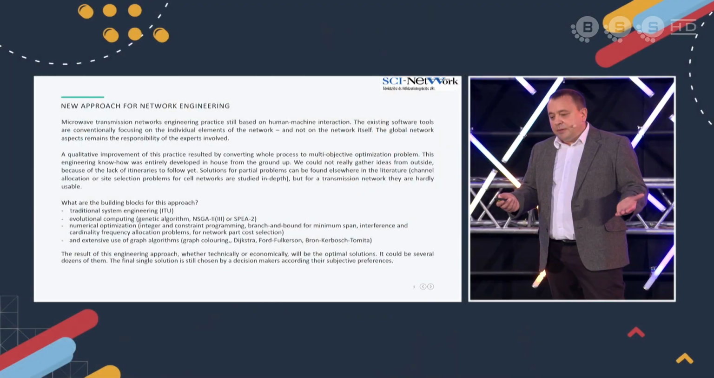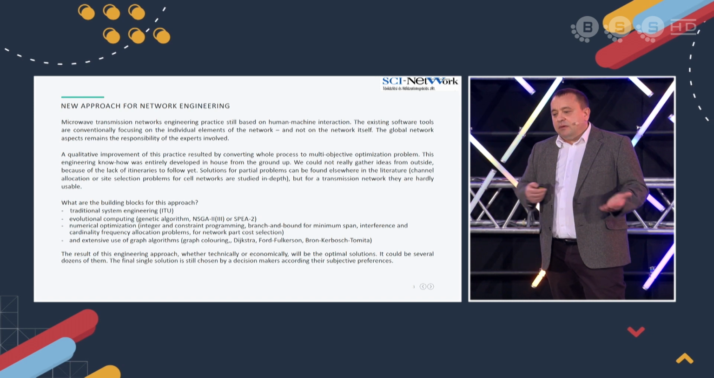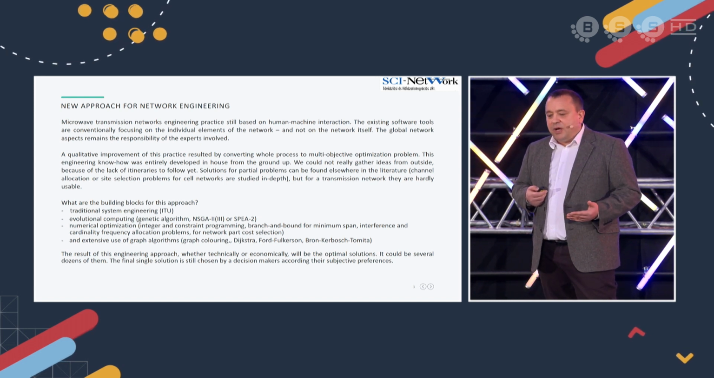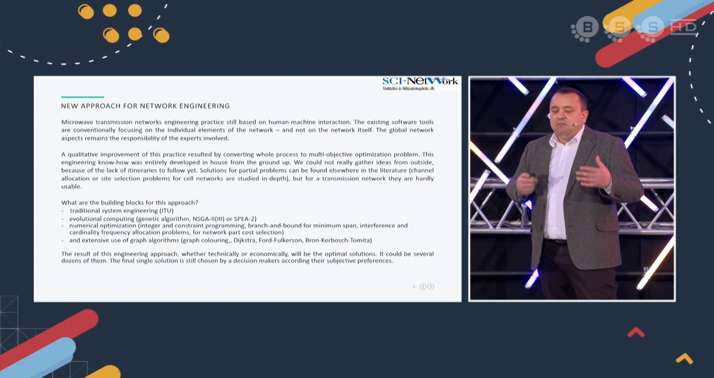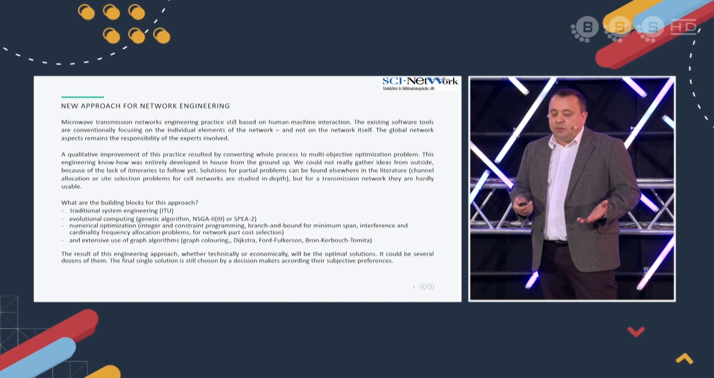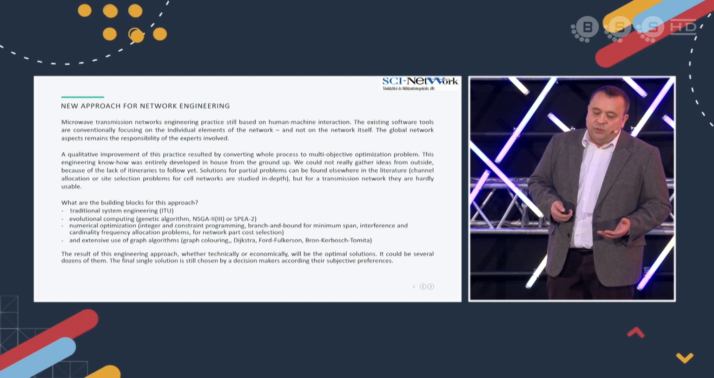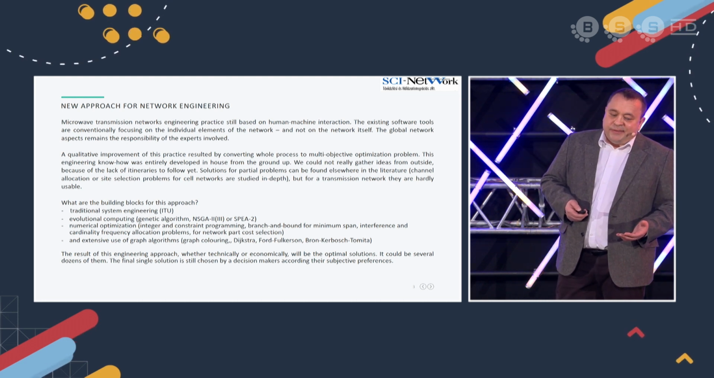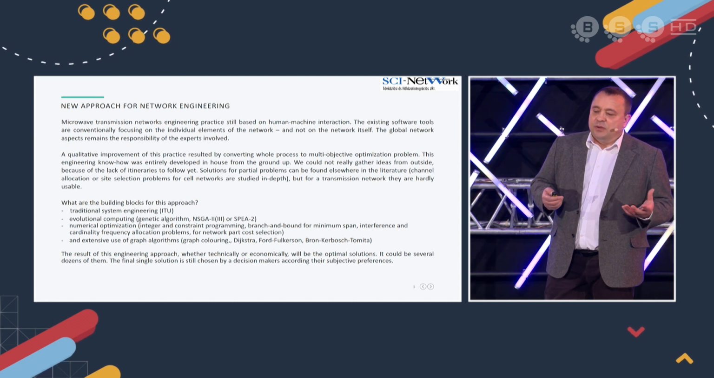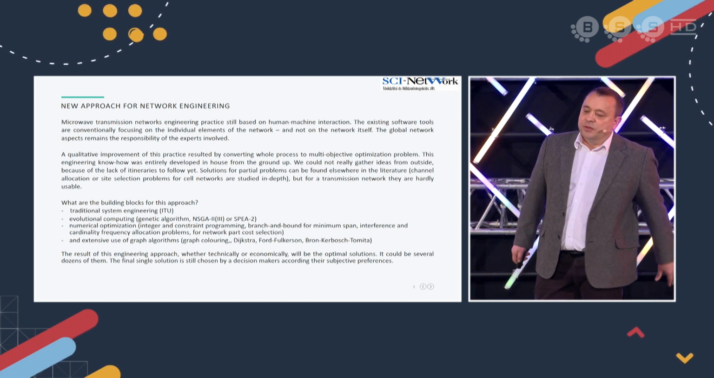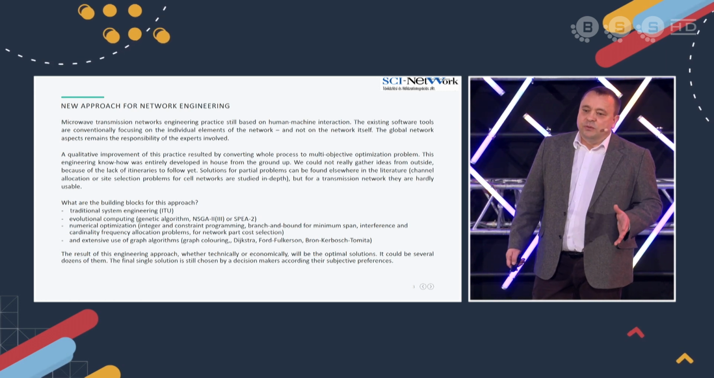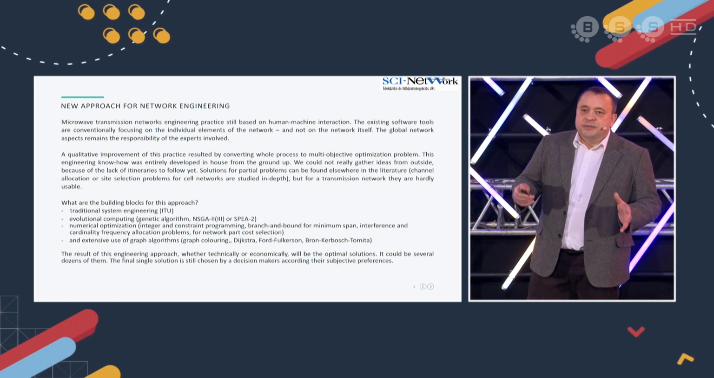I am turning back now to engineering practice itself. Ordinarily, the planning of a microwave network is confined to human-machine interaction. You are practically planning links, and you have very fancy tools for this practice, but network aspects and higher-level decisions rely just on your expertise. It's nothing more.